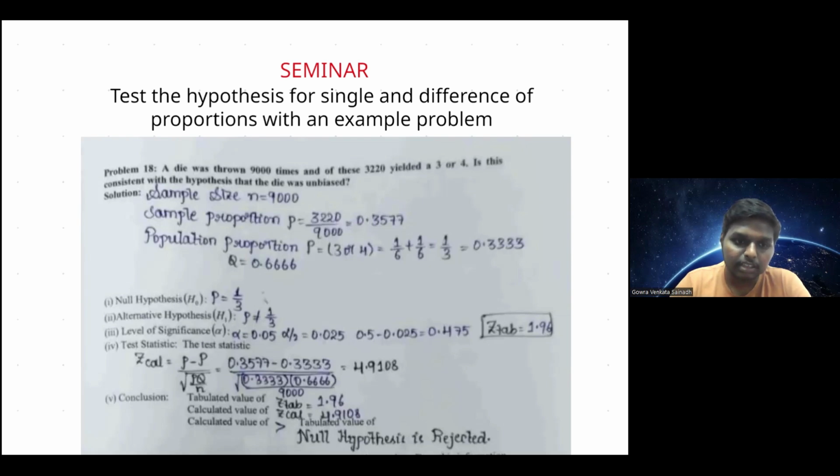So let's check the test statistic with the formula (p minus P) by square root of PQ by n. After the formula, we get the test statistic as 4.9108. Now for the conclusion, the calculated value, that is, when we calculated using the formula, we got 4.91. And the tabulated value, that is Z tab, is 1.96. So here the calculated value is greater than the tabulated value. So null hypothesis is rejected.